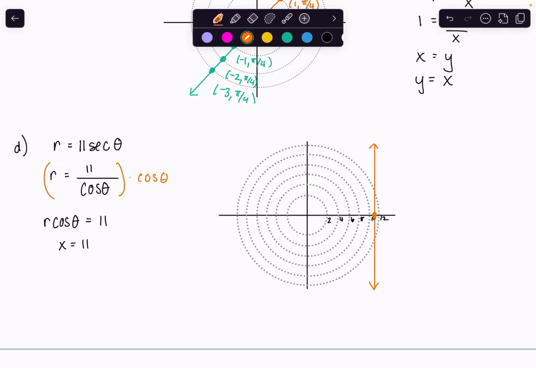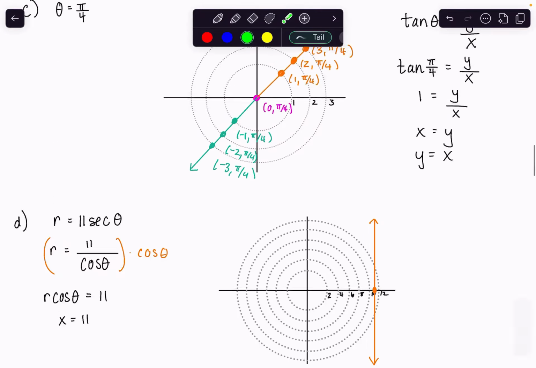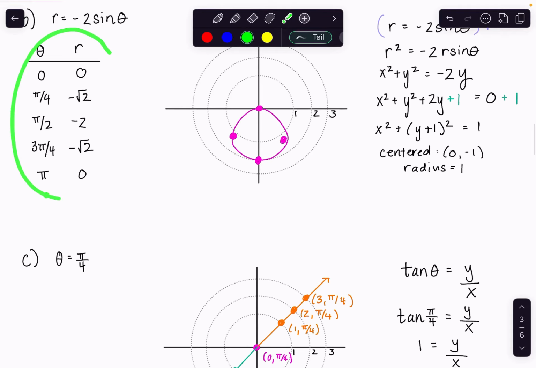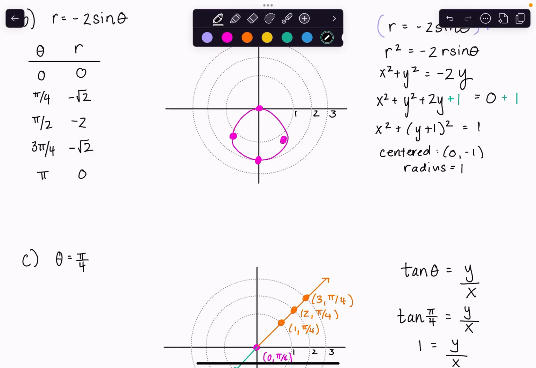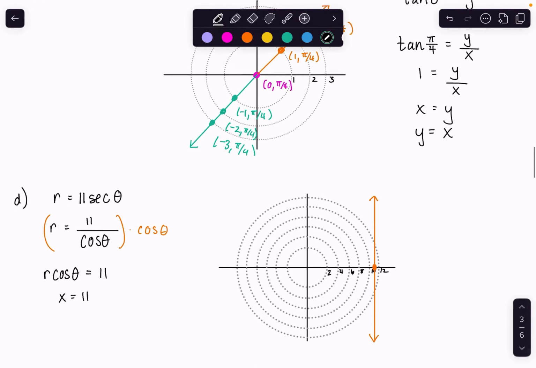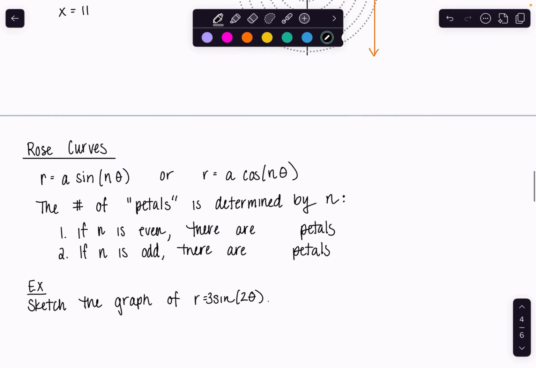So if you want to always convert that equation first, in the cases that you can, absolutely go through. But if all else fails, making a table like this is really helpful. And it's especially helpful when we start talking about these special curves. So let's start with our first special type of curve, which is called a rose curve.